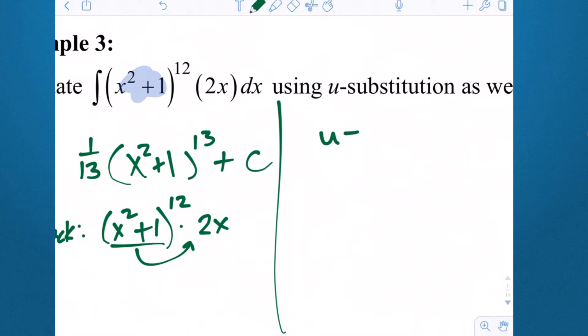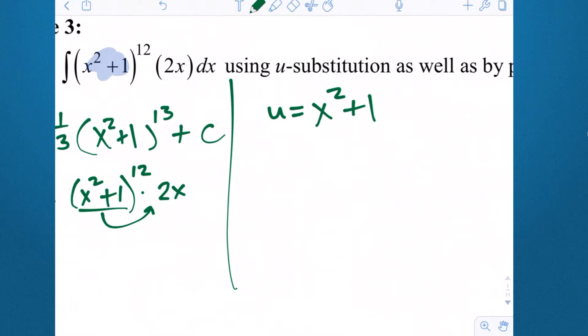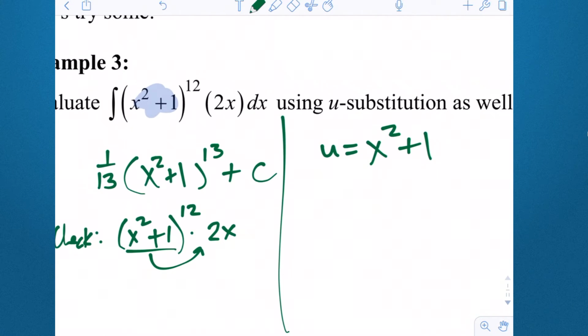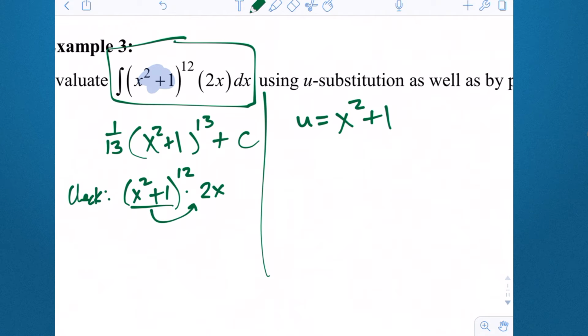It still involves identifying the inside function. So we're going to say let u equal x squared plus 1. And u is just an arbitrary variable, and it's going to become a placeholder for that inside function. Because what makes this thing problematic to begin with is that it is a composite function. So by replacing the inside function with a single letter, it makes it a lot easier to do. So our goal then is to rewrite this entire integral, which is a function of x and dx, equivalently in terms of this other variable called u and du.